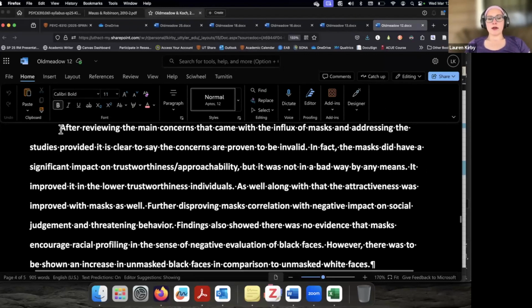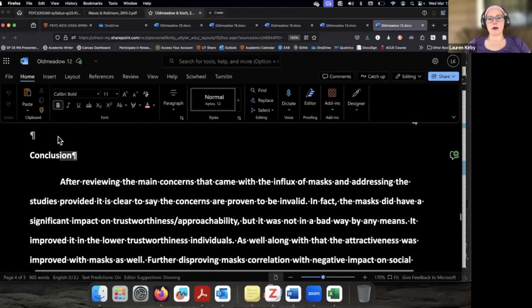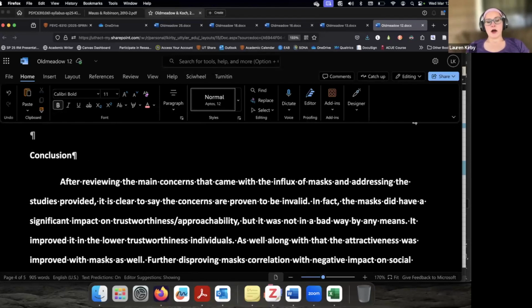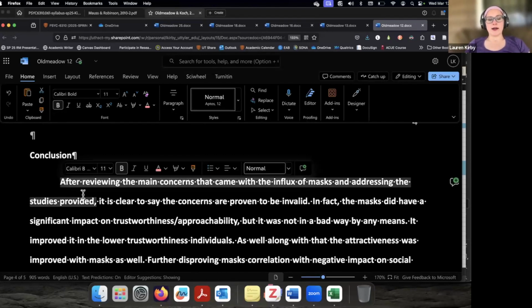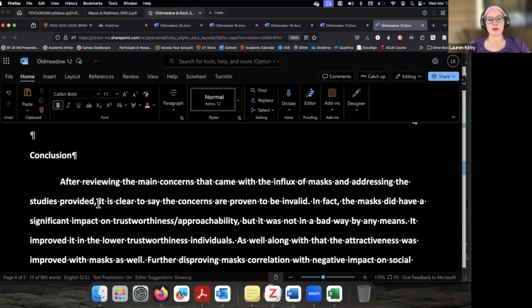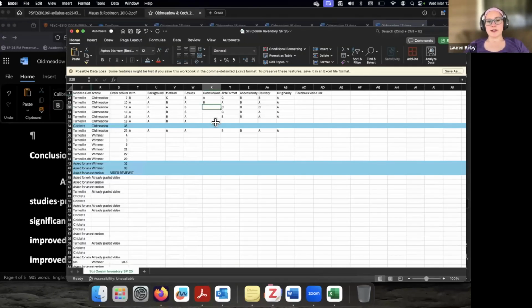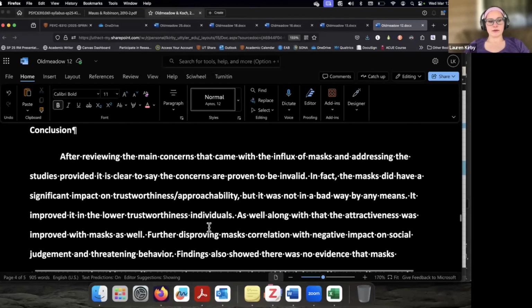Okay, this whole thing, after reviewing the blah, blah, blah, and addressing the studies provided, it needs a comma. That whole thing is called a noun absolute. The very next word after a noun absolute needs to be the noun that's doing the absolute, the noun that's doing the verb. Who's reviewing? Is it reviewing anything? I don't think so. That doesn't make sense, right? Just completely revise the structure of your sentence to avoid this kind of stuff.